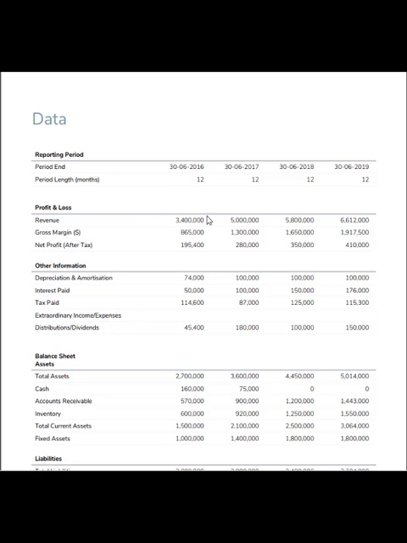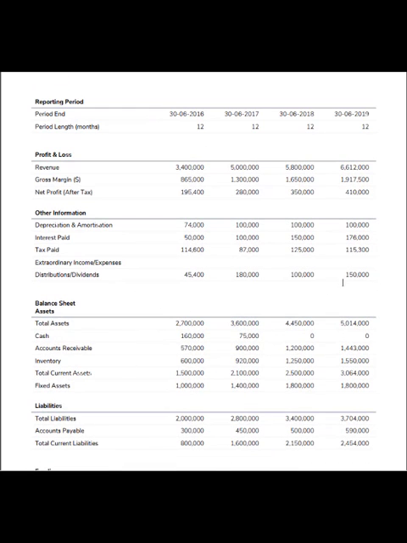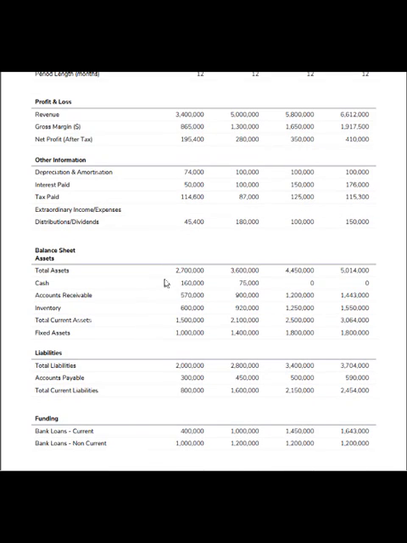So the revenue, as you can see, this business is growing, revenue is going up, gross margin in dollars is going up, our net profits are going up, depreciation is reasonably flat, some of these other expenses, taxes paid, are reasonably flat, going up slightly, distributions to the owners is increasing, and we've also got an increase in our assets and also an increase in our liabilities. So as we're growing, everything is growing.